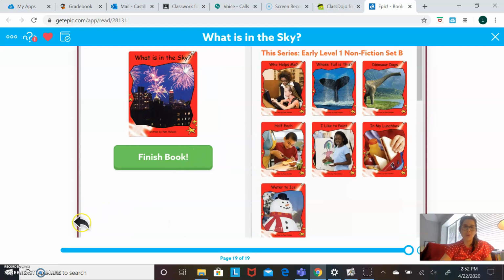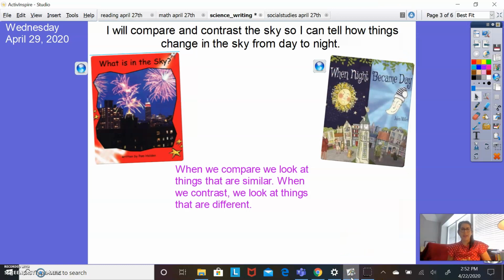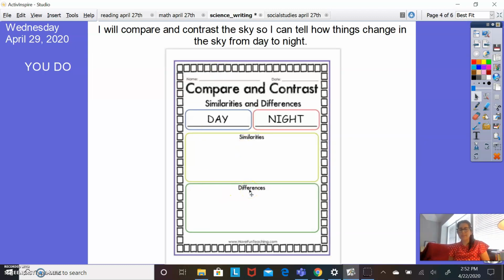So we are done with the book. We're going to flip back to our lesson here. What we're going to do is look at the things that are the same and the things that are different. You will complete this sheet here. It's attached to your lesson. Think about some things that are the same in the day sky. What are things that are the same in the day sky and the night sky that we can both see? You can use something that you learned in the book or something that you already know.